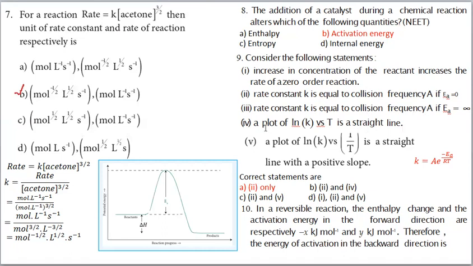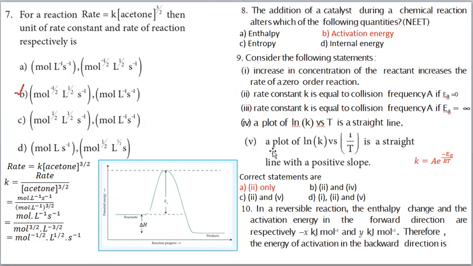Then, a plot of ln K versus T is a straight line. No, it is not like that. A plot of ln K versus 1 by T is a straight line with a negative slope. So this is also wrong. You see, first option wrong, second is right, third is wrong, fourth is wrong.